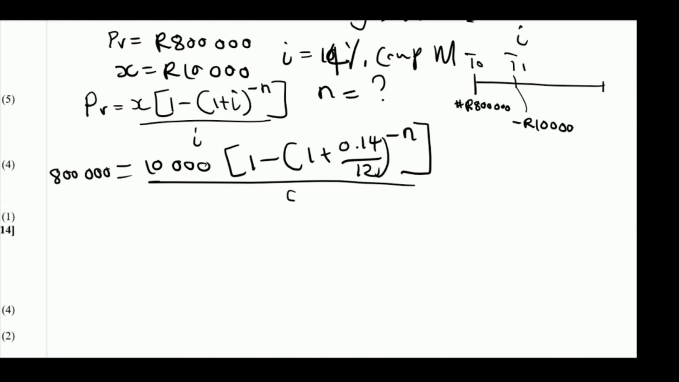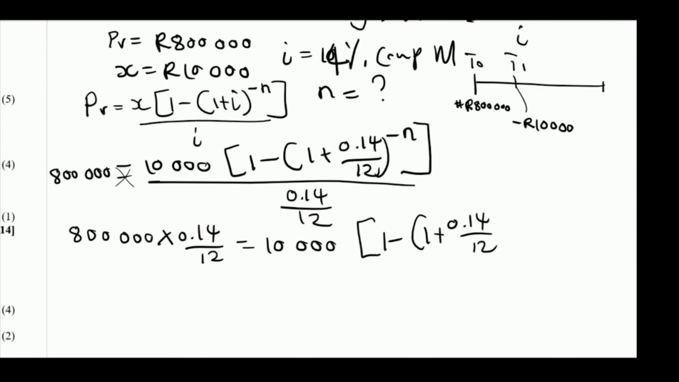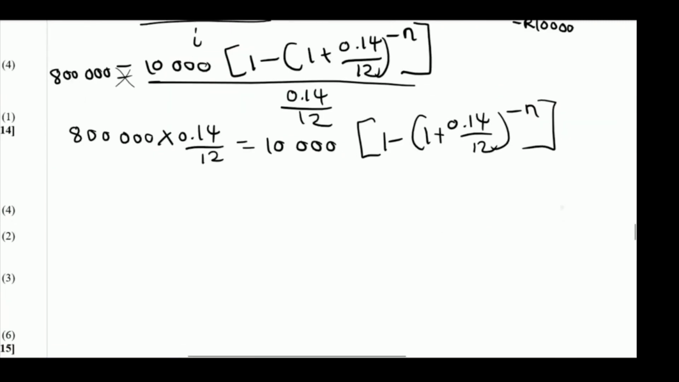So you're going to cross multiply, so it's going to be 800,000 multiplied by 0.14 over 12 is equal to 10,000 into 1 minus 1 plus 0.14 over 12 to the power minus N. So make sure that you punch the values towards the end, so you don't punch during calculation. So you divide by 10,000.